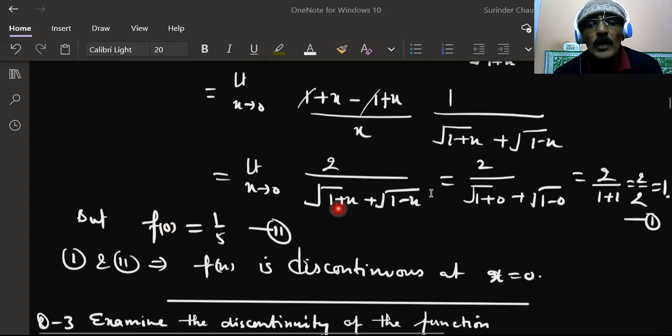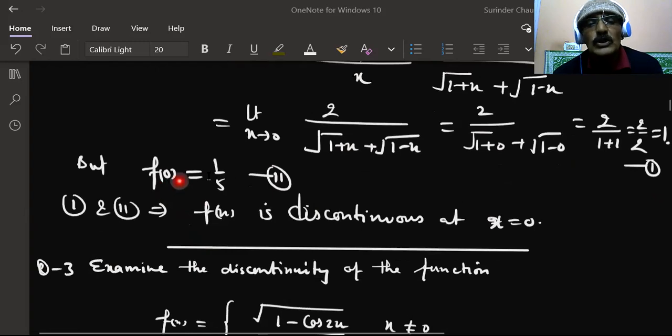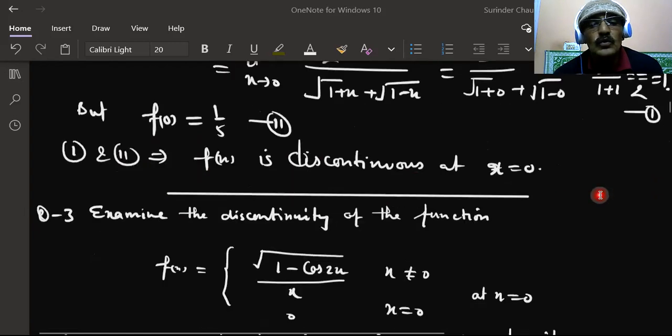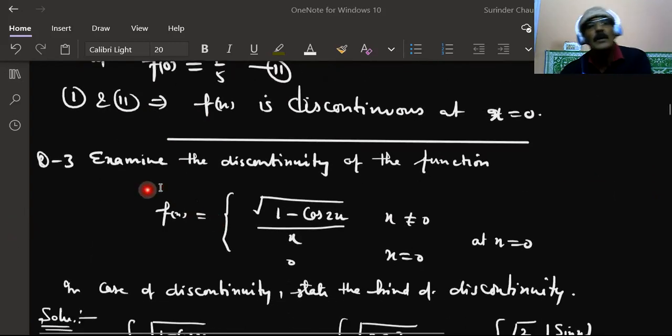But what kind of discontinuity is this? Left limit is 1, right limit is 1. The value of the function at 0 is equal to 1 by 5. So this function is discontinuous at x equals 0 and has a removable discontinuity at x equal to 0. Now let's discuss another example.